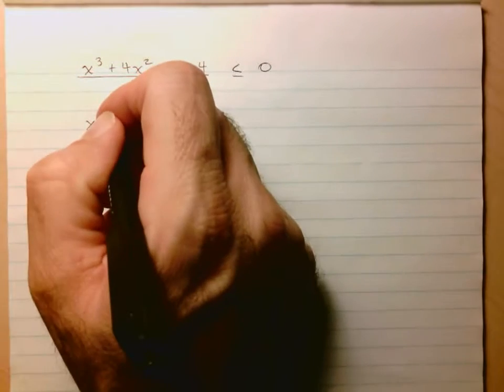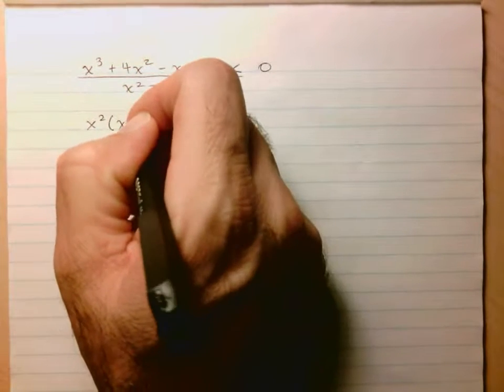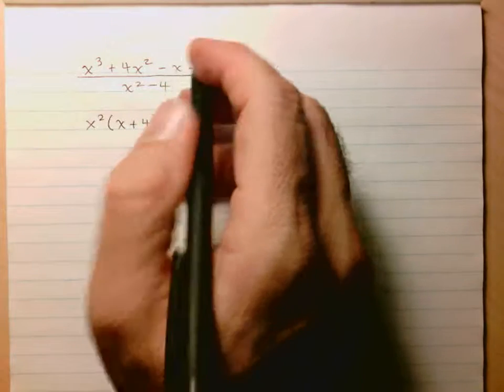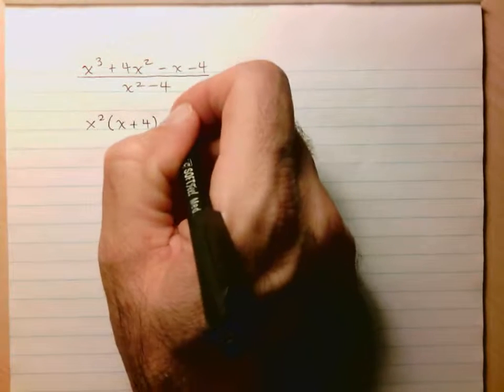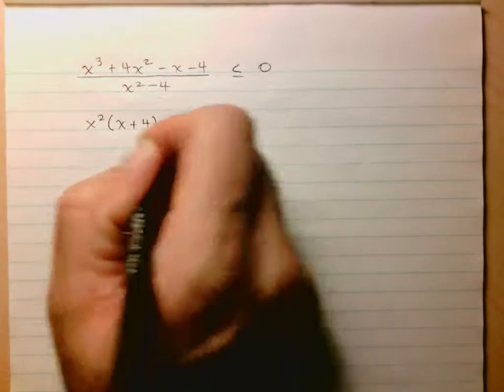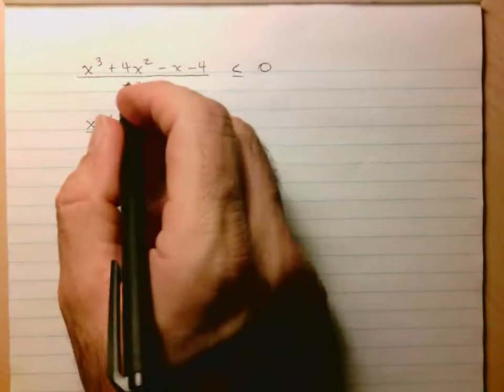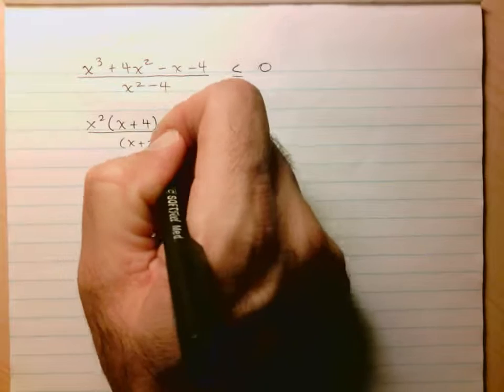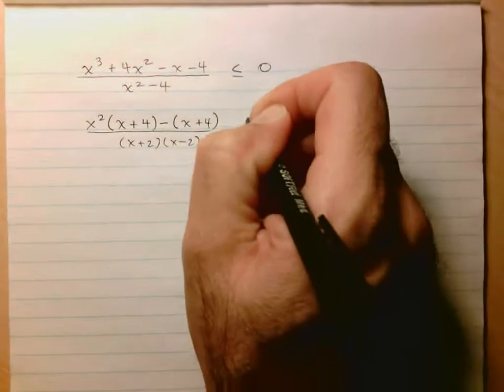If I factor out an x squared from the first 2 terms, I end up with x plus 4. Now I need to create an x plus 4 here, and I'll get that by factoring out a minus 1, and I'm left with x plus 4. So grouping will work. And here, x squared minus 4 is a difference of squares, so x plus 2, x minus 2.